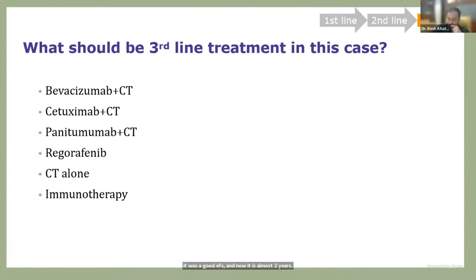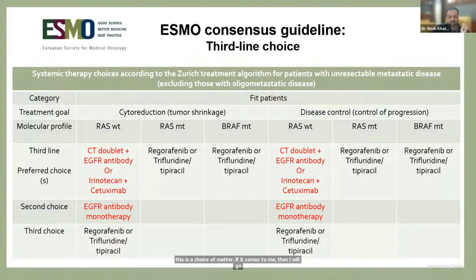Right. And panitumumab, yes, I am not using, and regorafenib is also an option because it is a standard third line therapy. So it is a matter of choice. If it comes to me, then I will go with cetuximab plus chemotherapy. Agreed. Okay, fair enough. So basically, we can re-challenge, and as the point made by Dr. Viraj, we should ideally go for liquid biopsy and confirm RAS and RAF status before starting anti-EGFR.